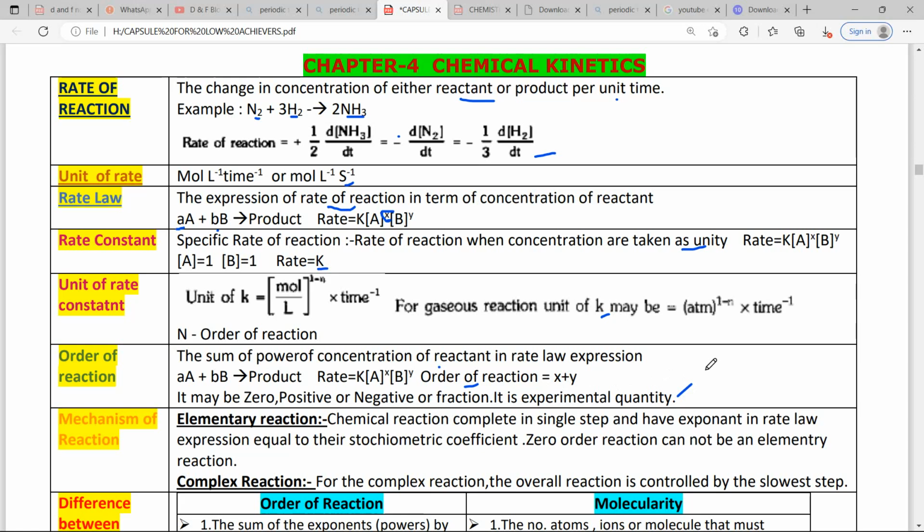Mechanism of reaction. The mechanism of the reaction means a reaction may take place in a single step or several steps. If it takes place in several steps, the first step is called the elementary reaction. An elementary reaction is a chemical reaction completed in a single step, and its rate law exponents are equal to the stoichiometric coefficients. A zero order reaction cannot be an elementary reaction. In a complex reaction, the overall reaction is controlled by the slowest step. The rate determining step, the RDS of a reaction, is nothing but the slowest step.